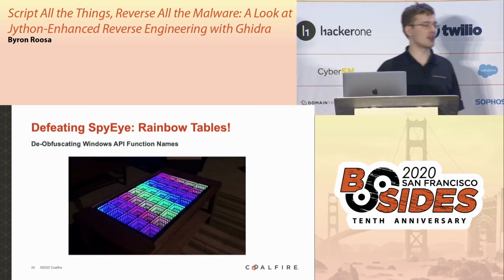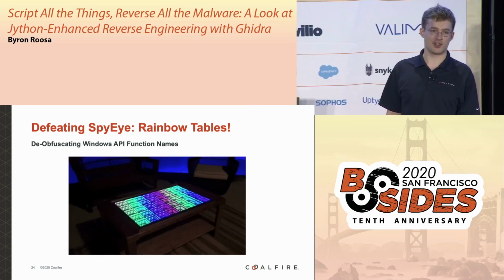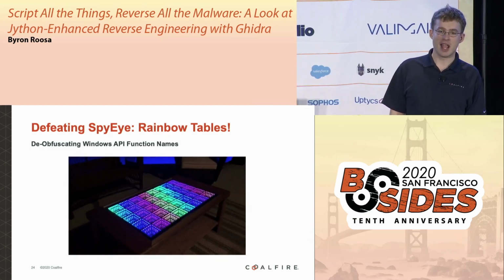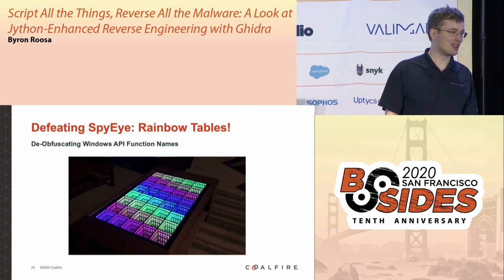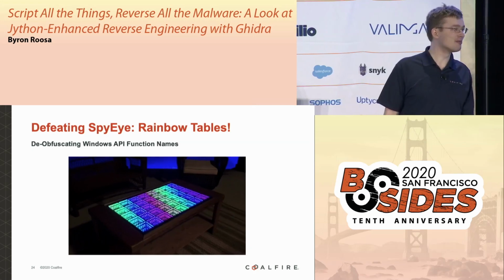So next step, how do we go about this? It's pretty easy to get a list of all the Windows API functions that exist. You can look it up online. There are tons of lists of them. And we know the hashing function. What do you do with passwords when you've got this? You generate a rainbow table.